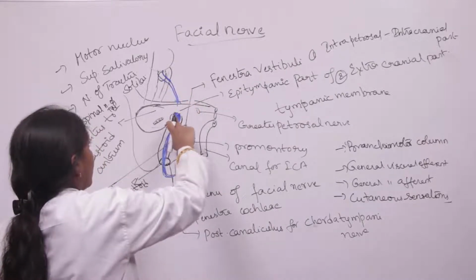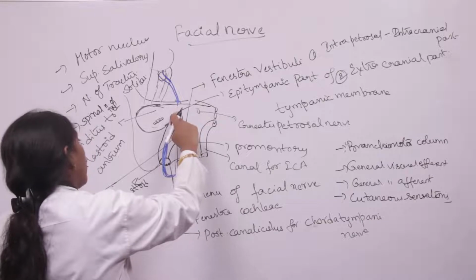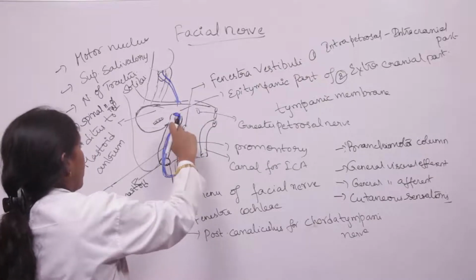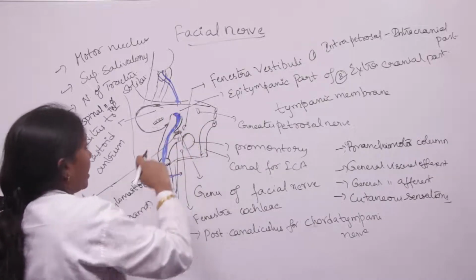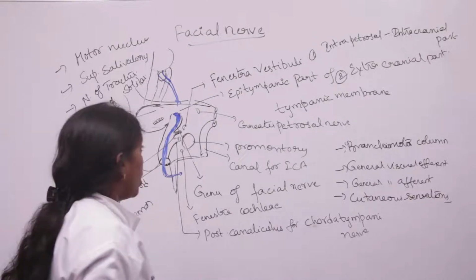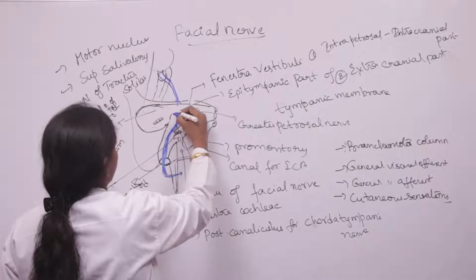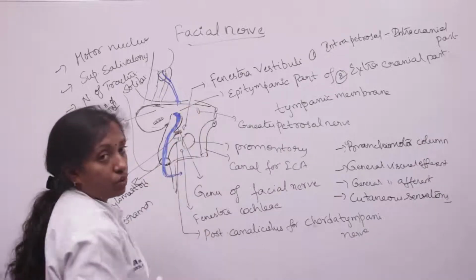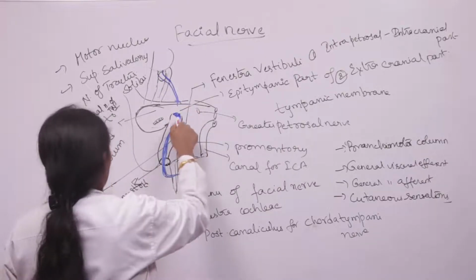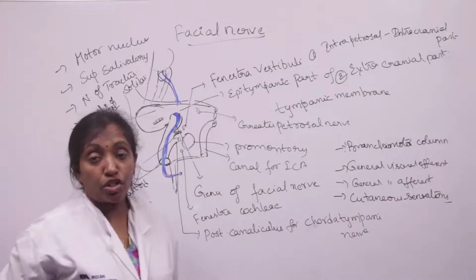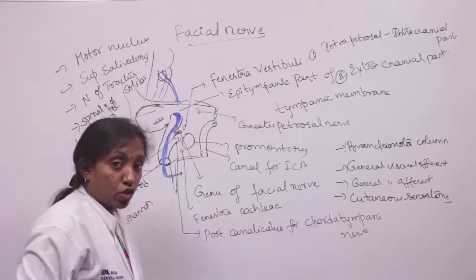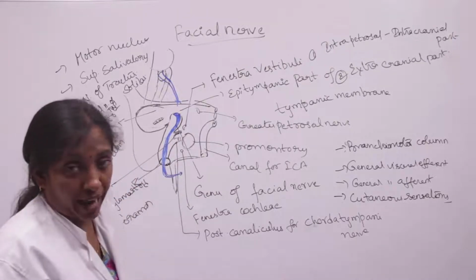Here the nerve runs downwards and forwards and makes a lateral curve. Here the bend of the facial nerve, we call it the genu of the facial nerve. It consists of pseudo-unipolar ganglion cells.